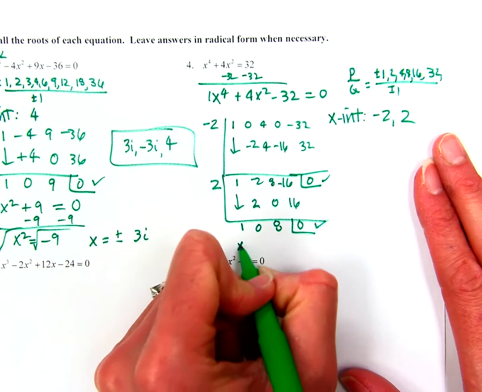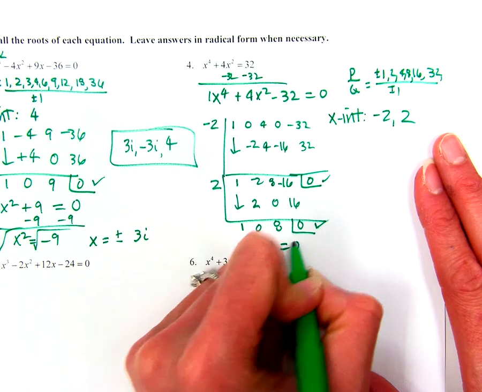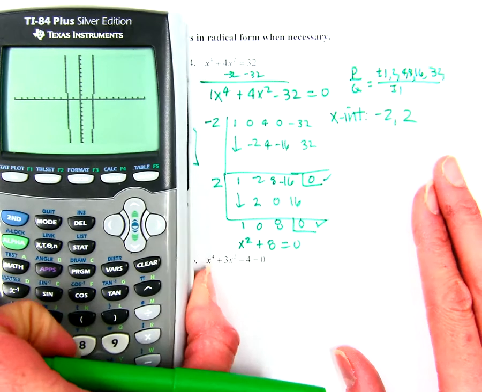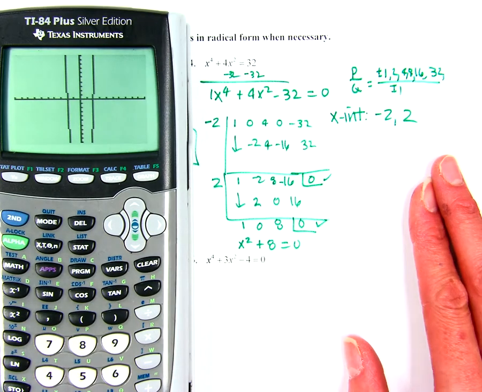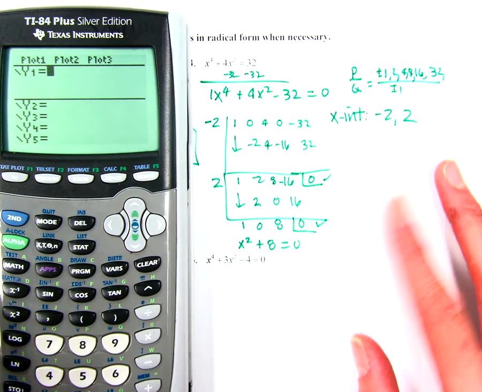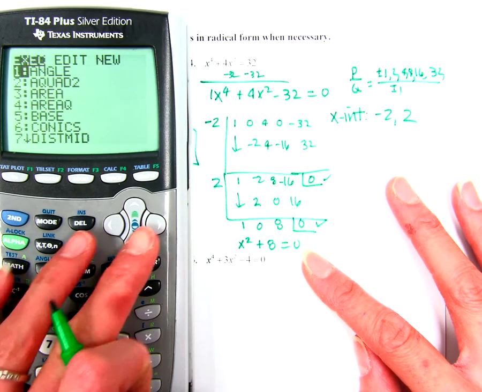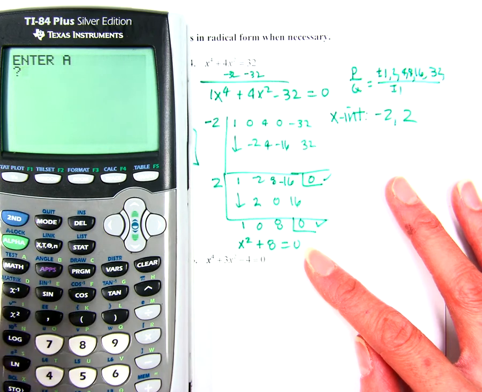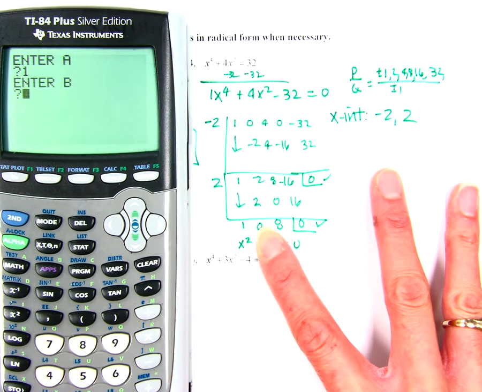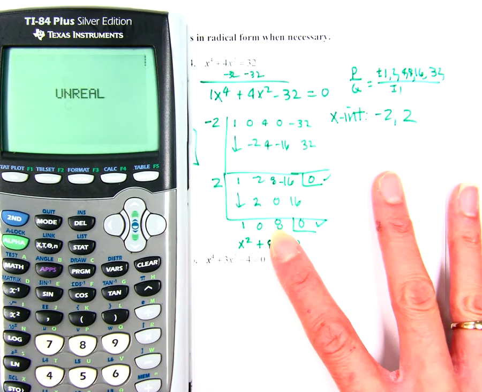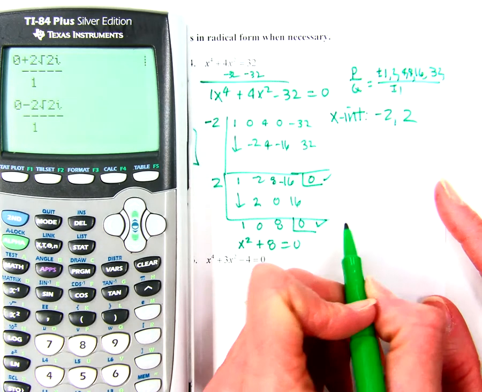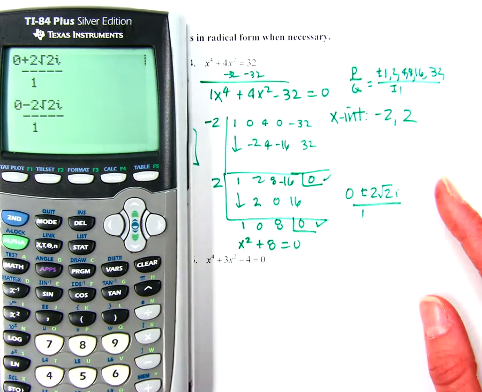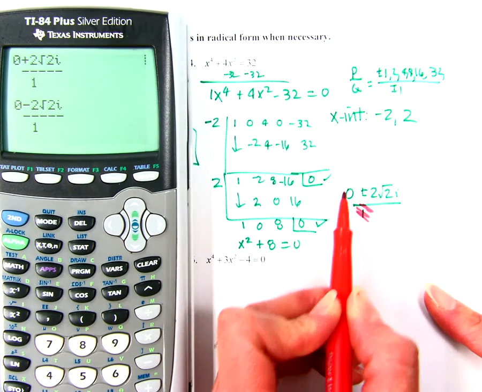And then this time I get x squared plus 8 equals 0. All right, so instead of using the square root method, I'm just going to use a quad. And I have, go to Program, find a quad, hit Enter a bunch of times. And 1 is my A, 0 is my B, and 8 is C. And it says it's unreal, so hit Enter one more time, and you get 0 plus or minus 2 root 2i over 1.